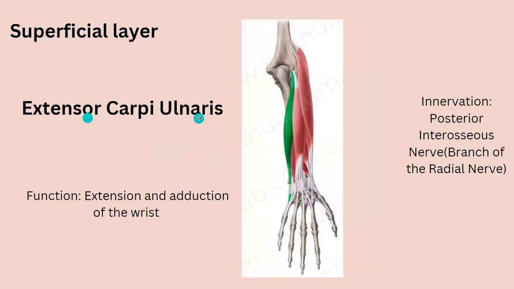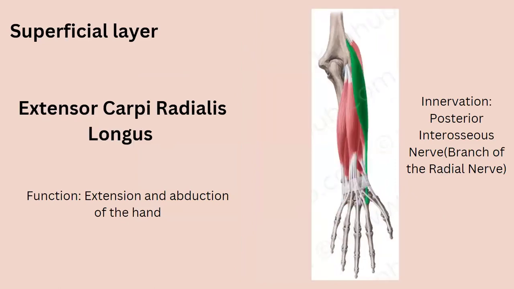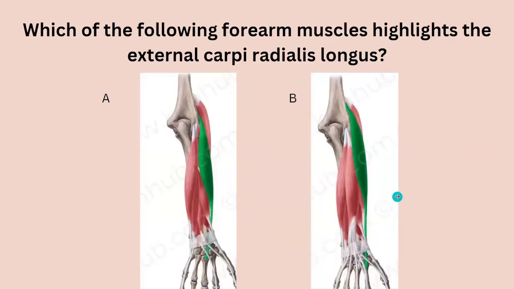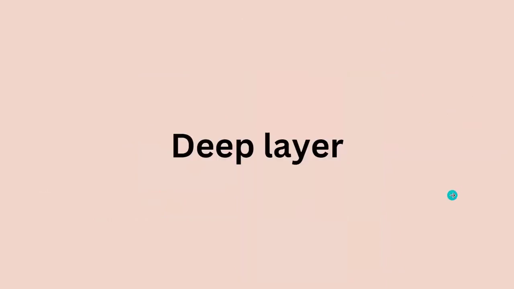Now we have the extensor carpi ulnaris. It extends the carpals, although it's on the ulnar side. So it extends and adducts the wrist. Let me just go back here. We have the extensor carpi radialis brevis, and we have the extensor carpi ulnaris. So there's one on the ulnar side and one on the radial side. And it's innervated by the posterior interosseous nerve.